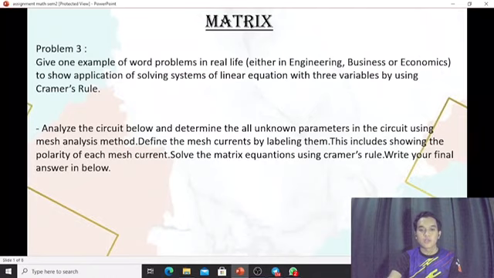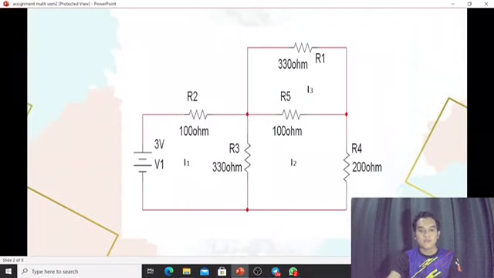Based on problem 3, this is the required question. Analyze the circuit below and determine all unknown parameters in the circuit using the mesh analysis method. Define the mesh currents by labeling them. This includes showing the polarity of each mesh current. Solve the matrix equation using Cramer's rule. Write your final answer below. This is the diagram based on the question I created.